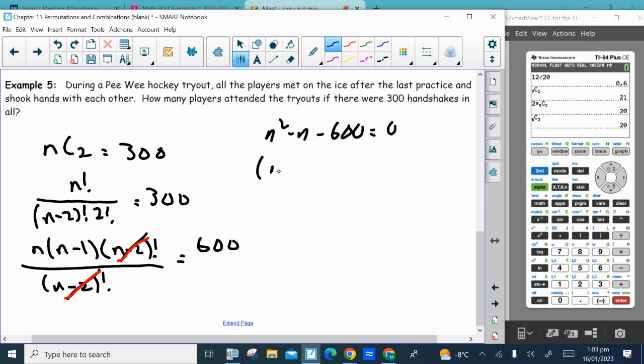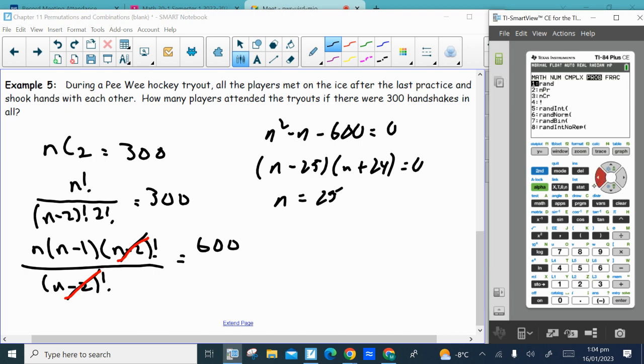Which, we can factor this. It'll be (n take away 25)(n plus 24). And remember, if you're having trouble factoring, you can always use the quadratic formula. It's on the formula sheet. That'll give you the same 2 answers. And again, because n refers to the number of items, or in this case, number of players you're choosing from, it can't be negative. So only positive 25 would work, not negative 24. And again, we can check this. 25C2 should be 300. And it is.